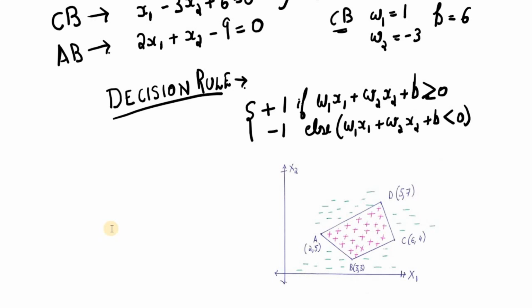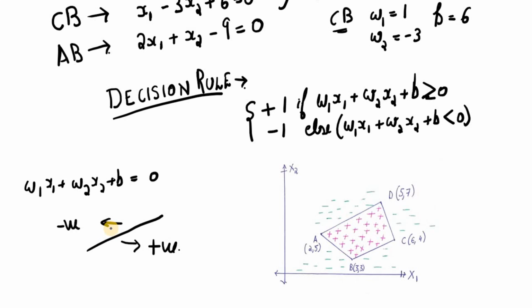What we are saying over here is that any point to the right of the equation of line w1 x1 plus w2 x2 plus b equal to 0, which could be any line, something like this, let's say anything towards here is going to be positive and anything to the left is going to be negative. And this is applicable for all the lines which we have in this polygon, let it be AD, DC, CB and BA. So for all the lines, we set up a decision rule which says that anything to the right is positive, anything to the left is negative.